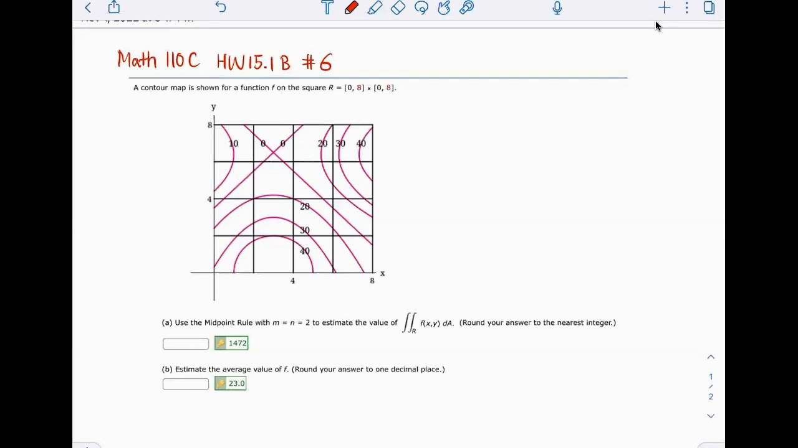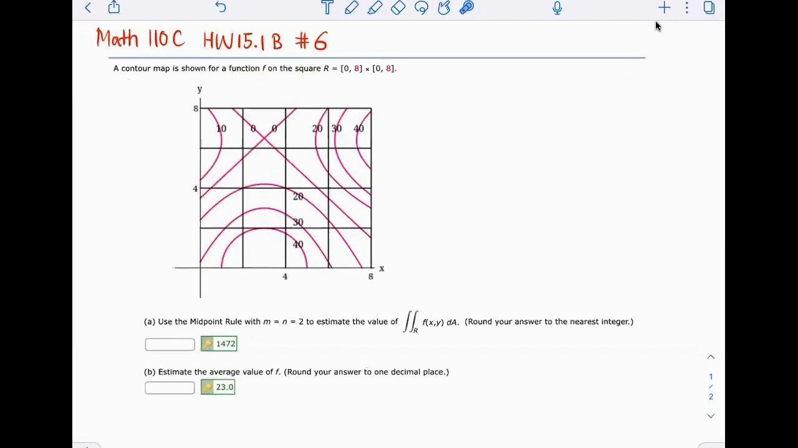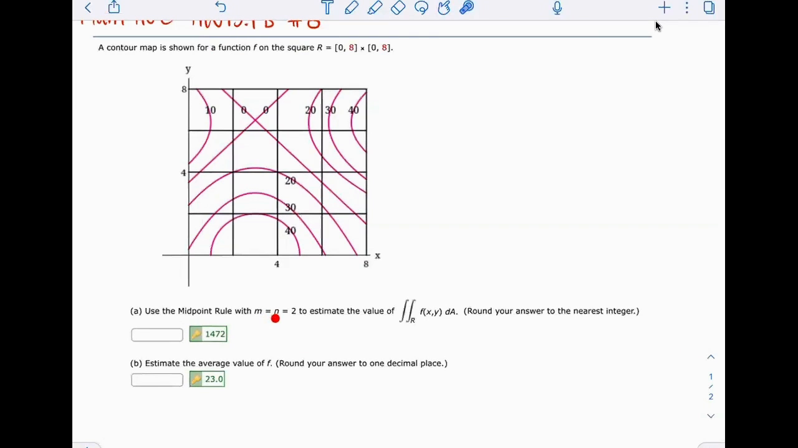So let's go over this homework problem. We have a contour map for this function f on this square that is from 0 to a on the x-axis and from 0 to a on the y-axis. We're going to use the midpoint rule with m and n equal to 2 to estimate this double integral of this function over this rectangular region.